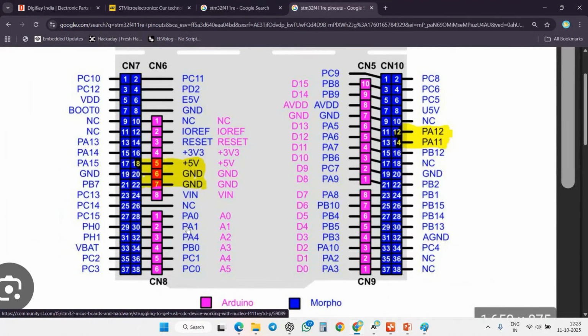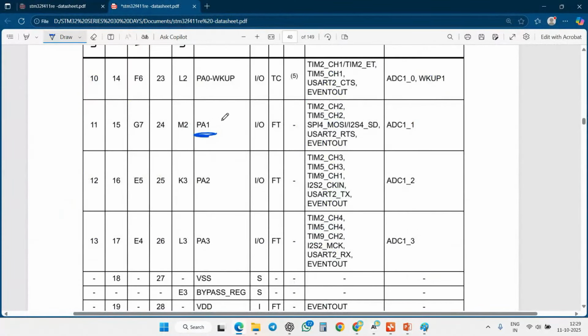Here I'm having port A1. In this port A1, guys, the pin number is 30, and the GPIO is A1. What is the purpose? If I randomly look at this board, I can't recognize what the GPIO port A1 is going to do. I need to refer to this.